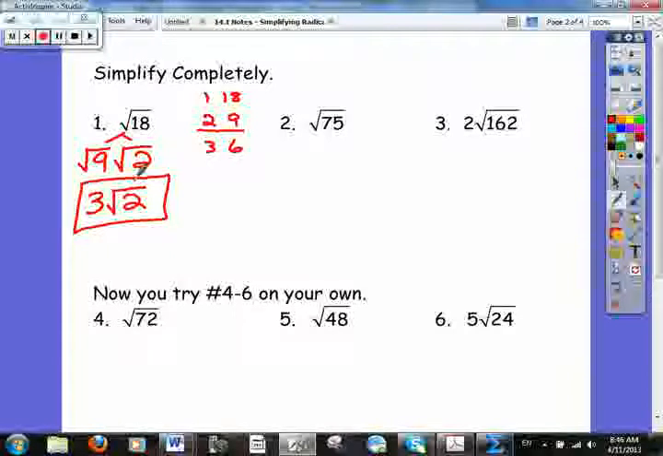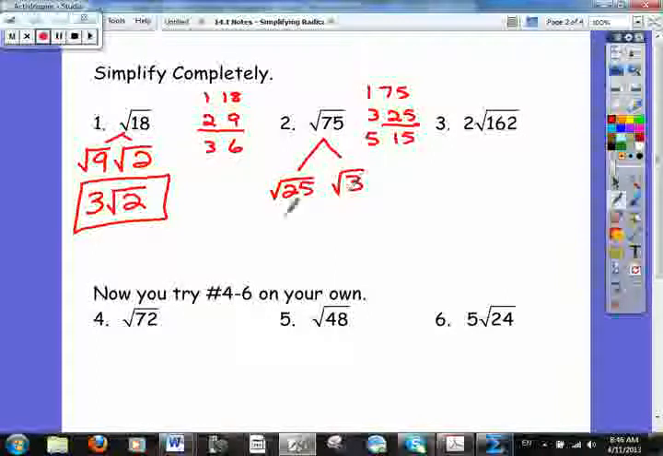Square root of 75. Alright, if you want to write all your factors out, you can. I think that's all of them. So it looks like I'm going to go with the square root of 25 because it is a perfect square, and the square root of 3. 25 is a perfect square, and the square root of 25 is 5. Can I simplify the square root of 3? Nope. There's that one.